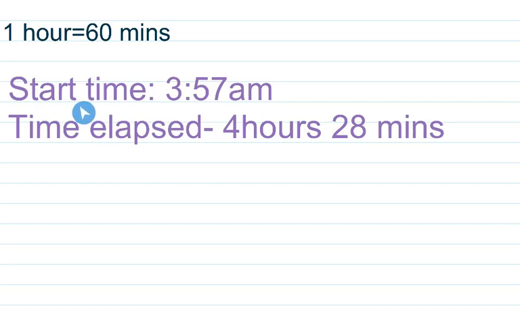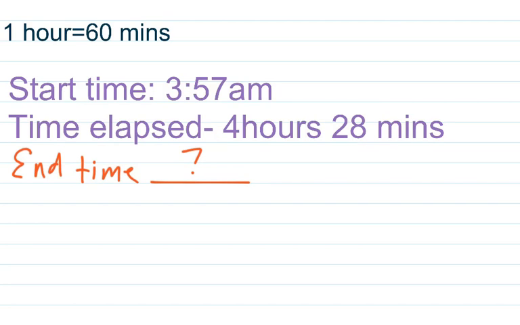Now, we have a start time of 3:57 a.m. We have a time elapsed of 4 hours and 28 minutes. We want to find the end time. So let me write that down right quick. The end, I cannot spell today. What is going on? The end time, question mark. We don't know that.